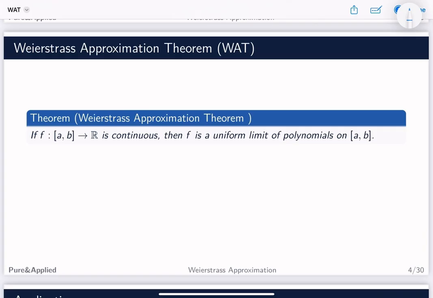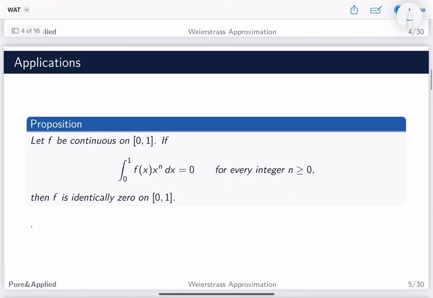This theorem was later generalized by Stone to a general compact Hausdorff space, but we're not going to focus on that for this video. In this video, we're going to discuss some applications of the Weierstrass Approximation Theorem, and then sketch the proof of this theorem quickly. So let's first look at this application.